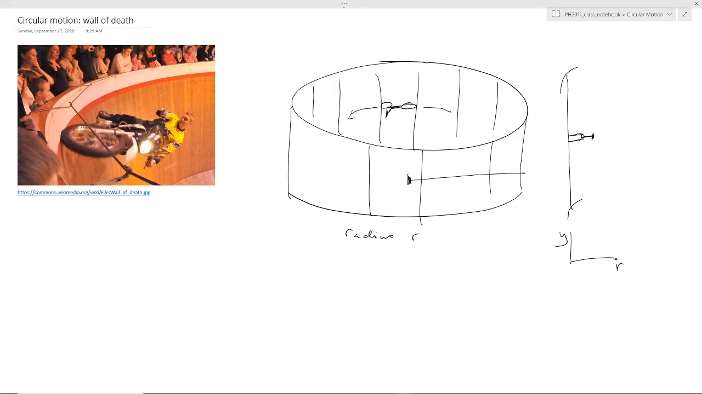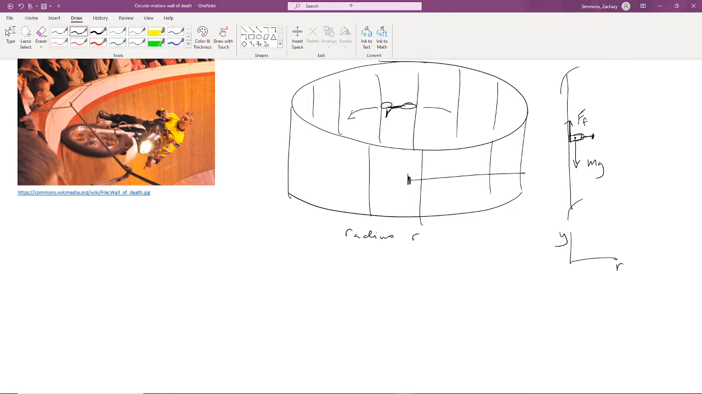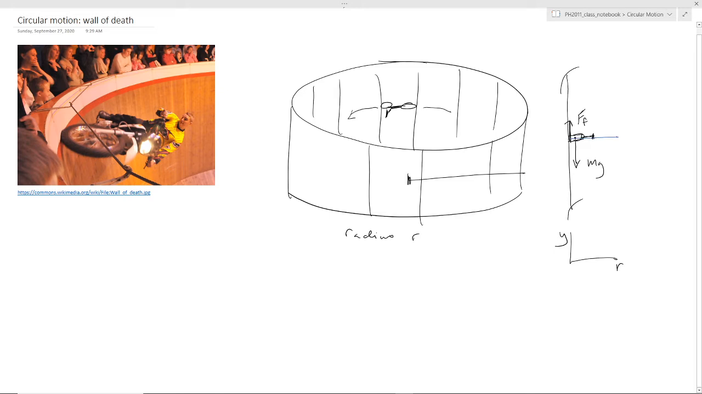In this case, of course, we would have the force of gravity pointing down, and we're going to have a force of friction that's holding the rider up the wall from falling down the wall. And then it's actually the normal force that is providing the centripetal acceleration. And I'm just going to indicate on here as well that centripetal acceleration is pointed towards the center.